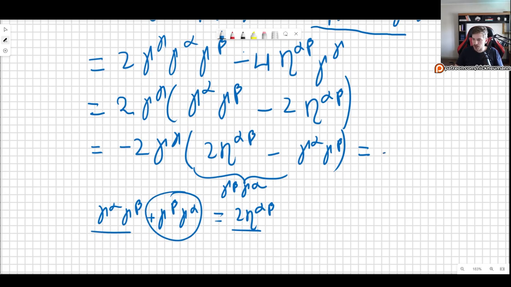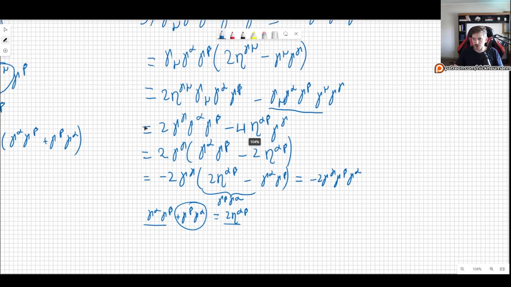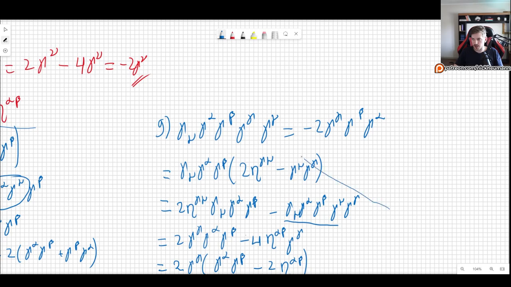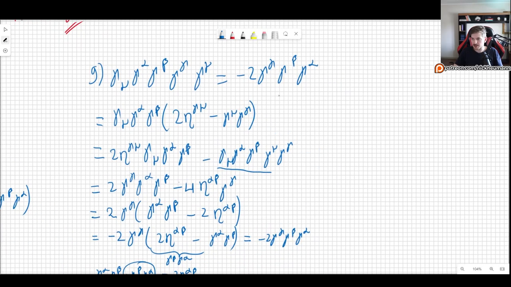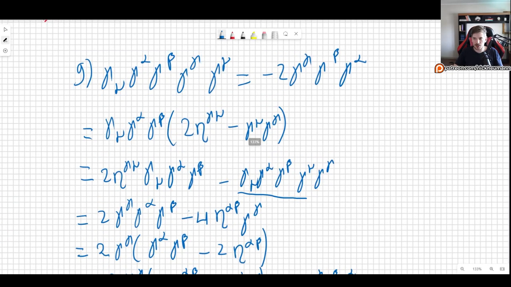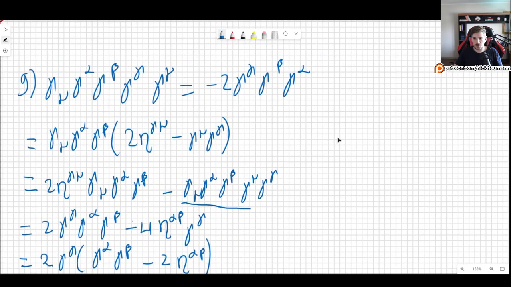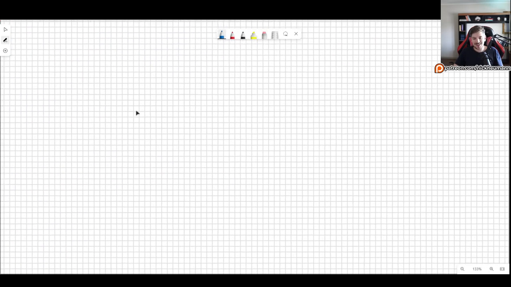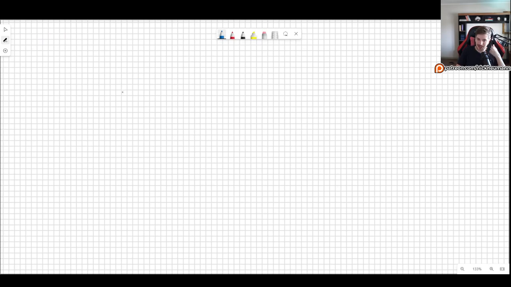All right, so that means we get minus 2 times gamma gamma gamma beta gamma alpha, which if I recall correctly is exactly what we wanted. Yes, we want to show that it is minus 2 gamma gamma gamma beta gamma alpha. So yes, indeed, we get the three matrices in the middle, but with reversed order. So that is part 2G. Let's now go for part 2H.